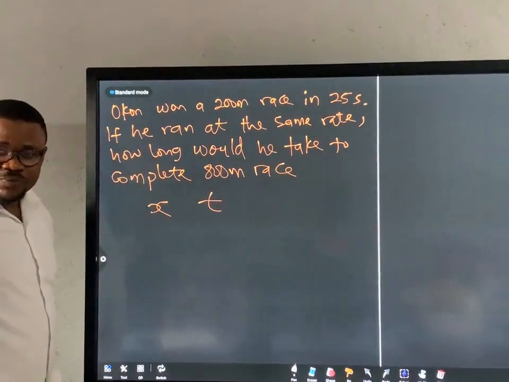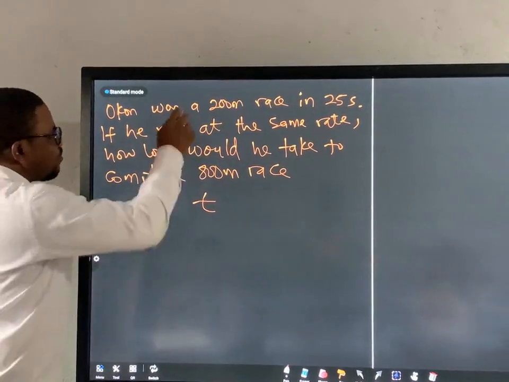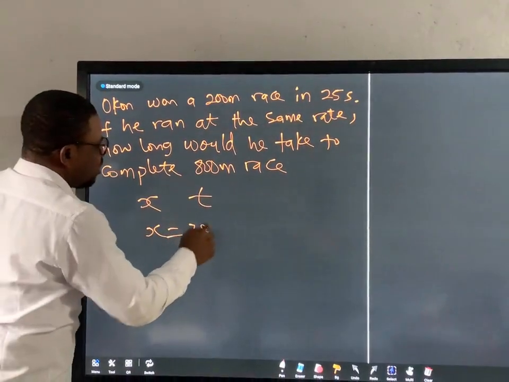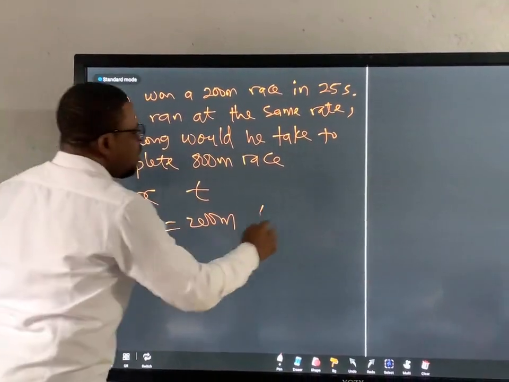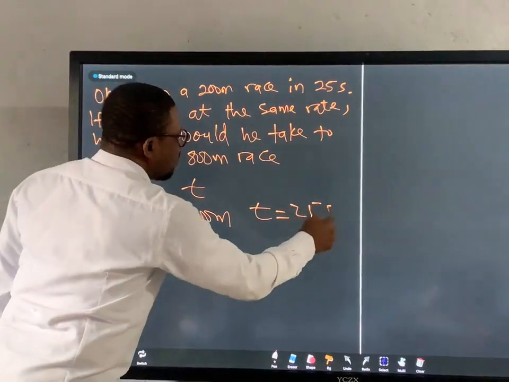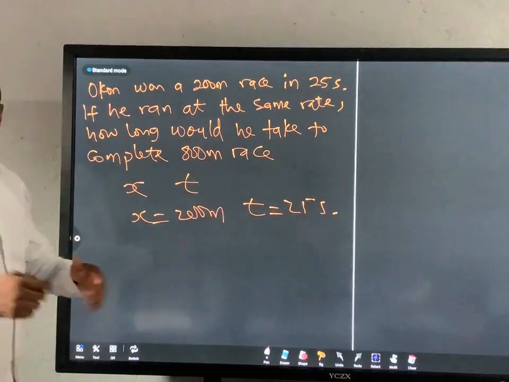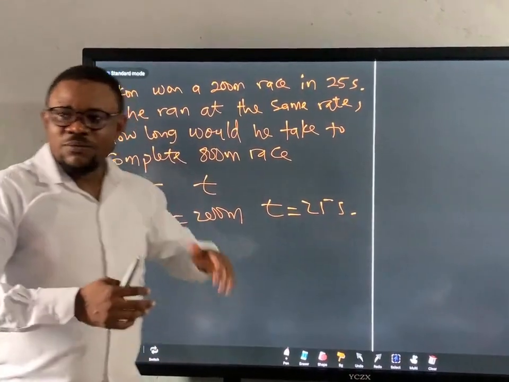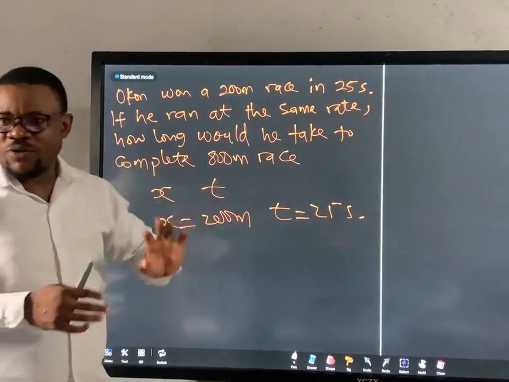Are you with me? So I have that what? X is given to me as what? As 200 meters. And then T is given to me as what? 25 seconds. Since it's a direct question to ask, will it take him less time to cover more distance or more time to cover more distance?